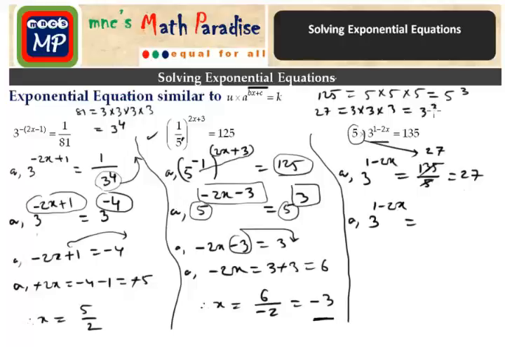So it is 3 to the power 3. 27 can be written as 3 to the power 3. So the bases 3 and 3 are the same, so these two powers will be equal. So we are getting 1 minus 2x equals 3.